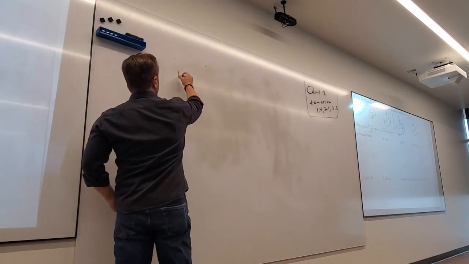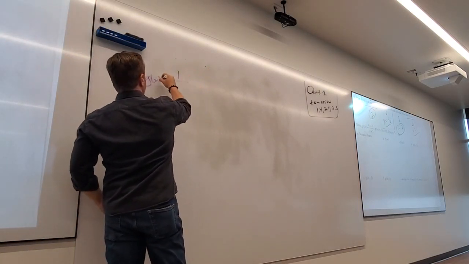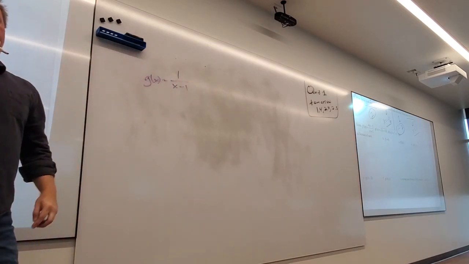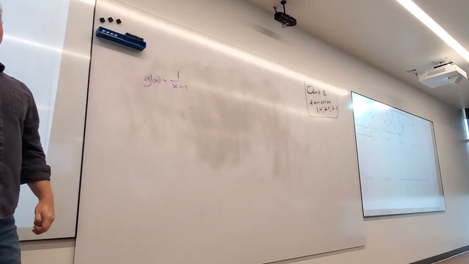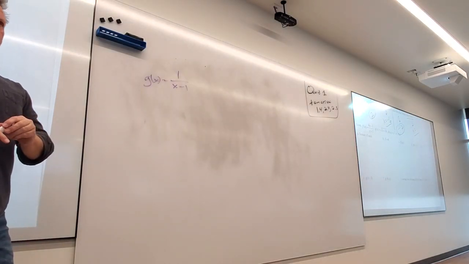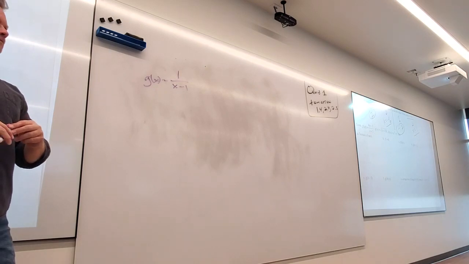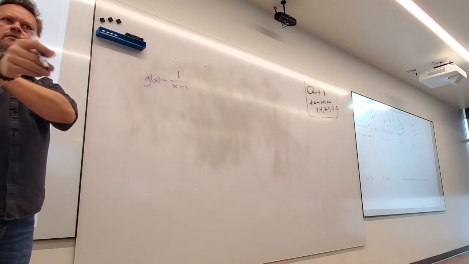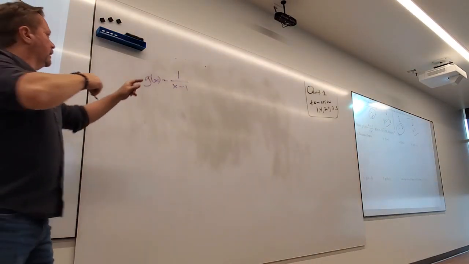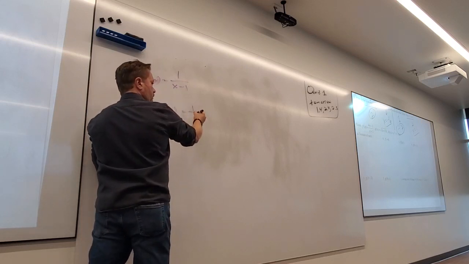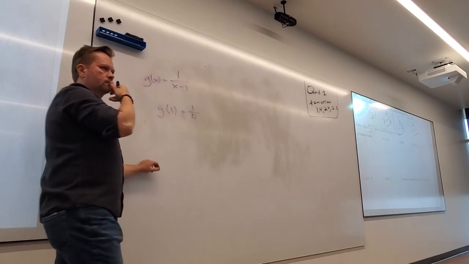Can somebody tell me, if I had this function, is there a value I cannot use as an input? Yeah, what's wrong if I try to use 1 as an input? What do I get if I try to use 1 as an input? Well, the denominator would be 1 over 0. 0. And it can't be 0.